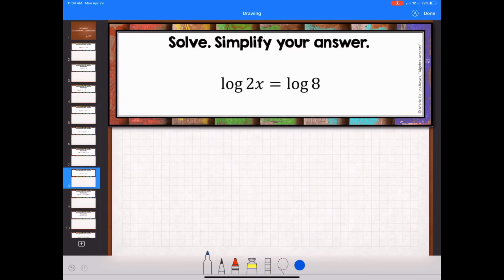In this example, we have log on both the left side and the right side of the equation. Since they're both log base 10, we can cancel the left side log with the right side log. So we really just have 2x equals 8, and then we can solve it. X equals 4.